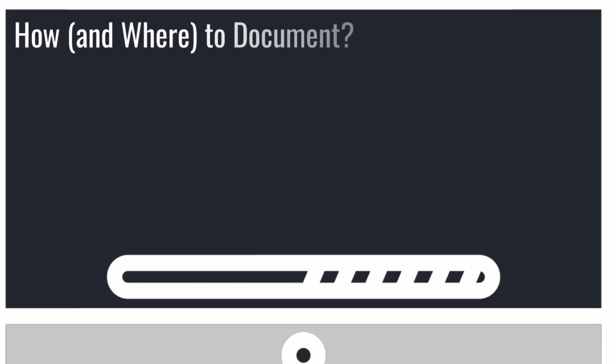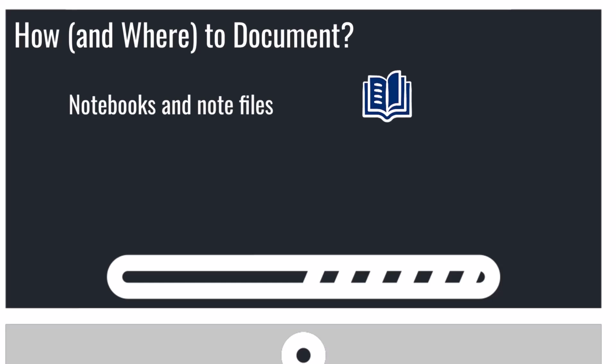So now we have an idea of why and what to document for our project. What about the how and where? This can vary a great deal with the type of project. It's a great idea to consult with your advisor, but here are a few ideas. Use a lab notebook or note files. These can be either physical paper notebooks and files or electronic. Just be sure to document what is located where to save time hunting for it later.